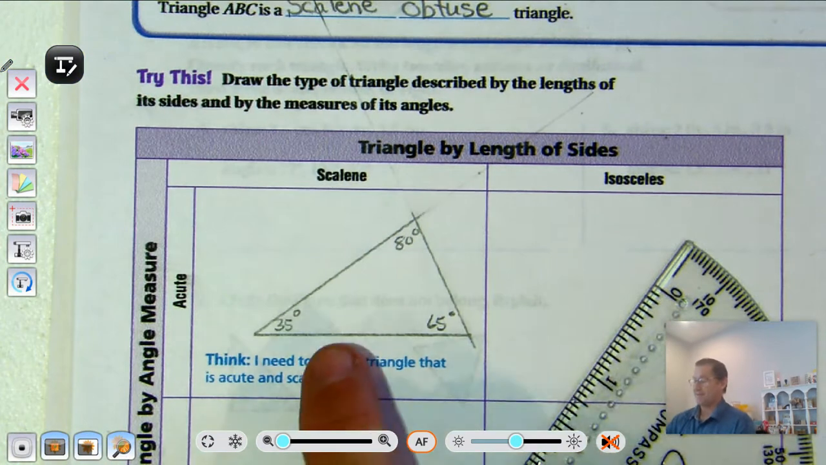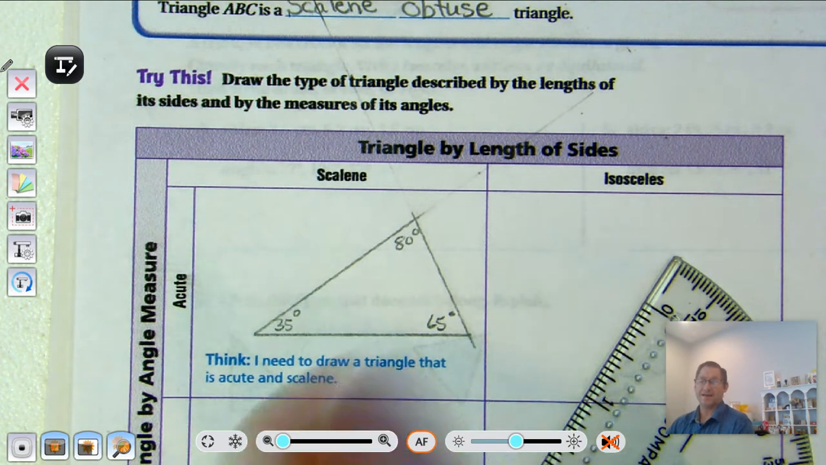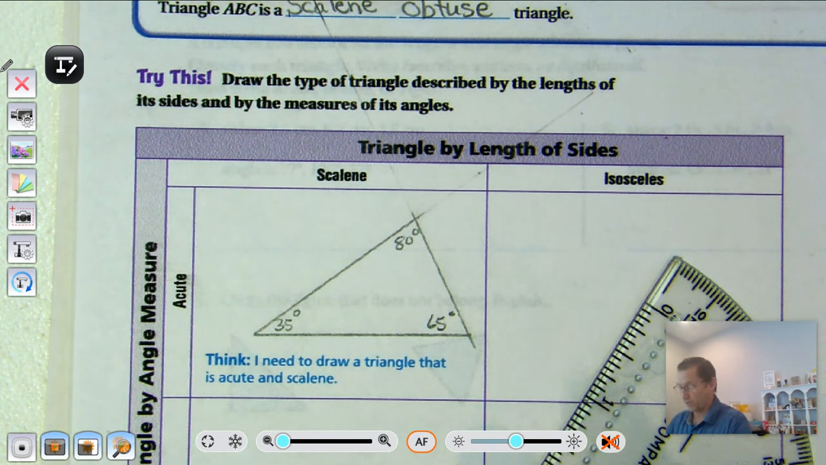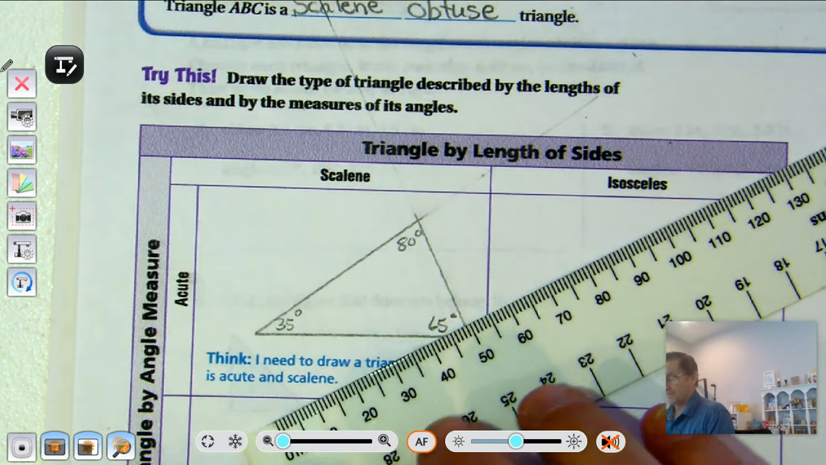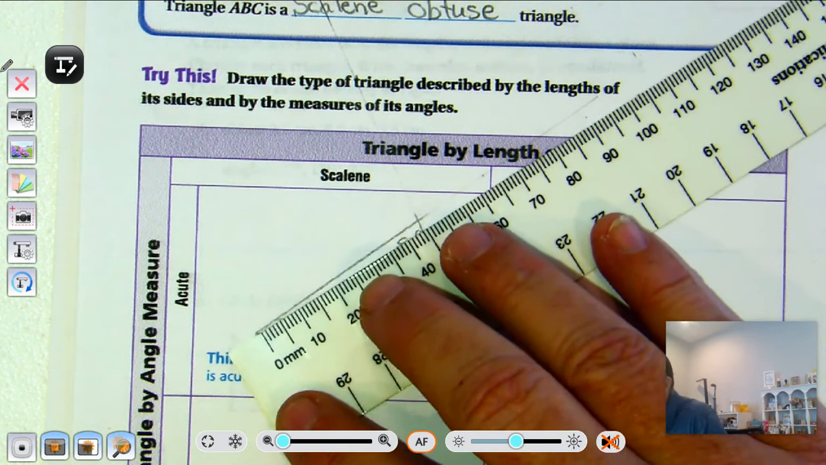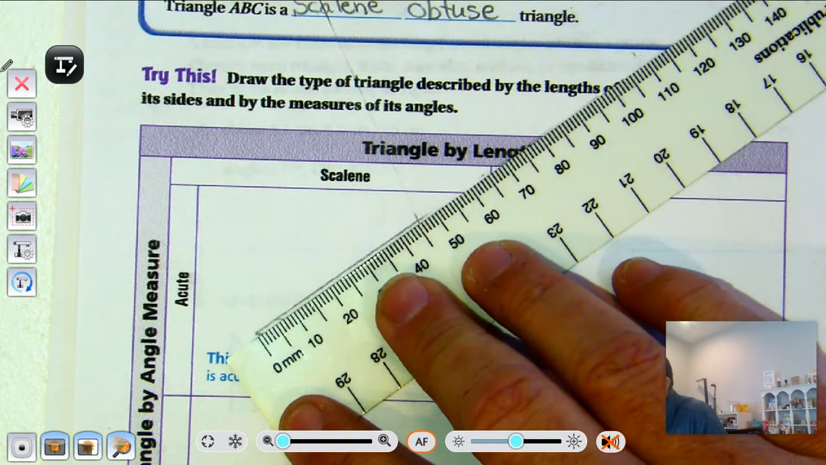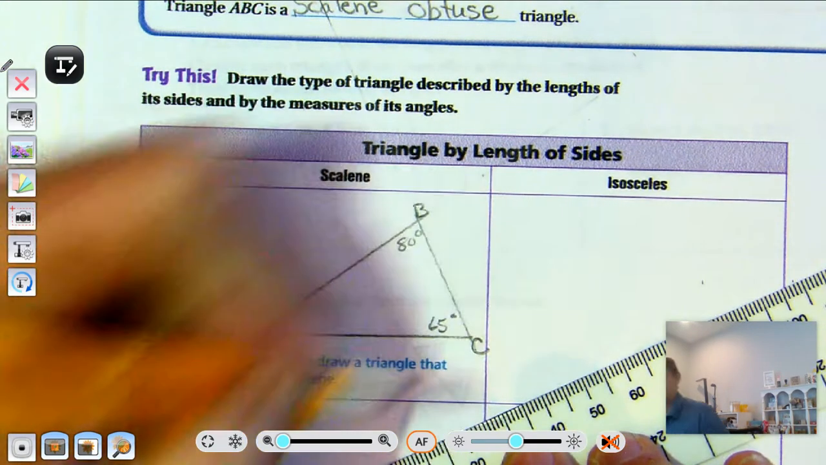Right now we know that this is an acute triangle because all the angles are less than 90. So that part of our triangle is accurate. Now we have to confirm that all three sides are different lengths. So let's look here and go from 0. Let's put points in A, B, C.